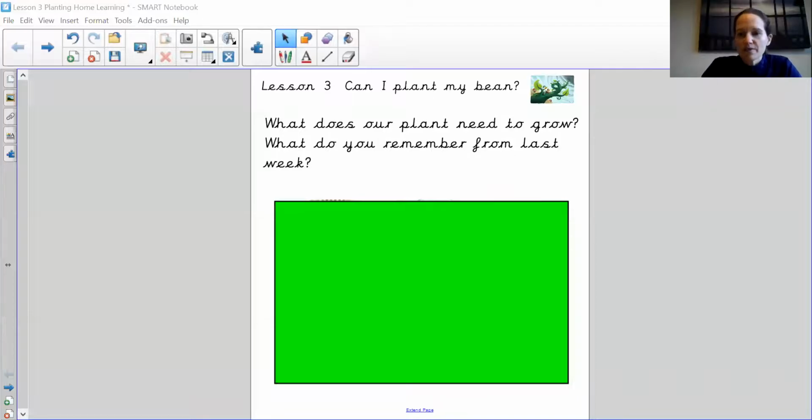So our objective today is, can I plant my bean? What does our plant need to grow? Do you remember from last week we talked about 5 things that our plant needs to grow? Can you remember what they are? Have a think.